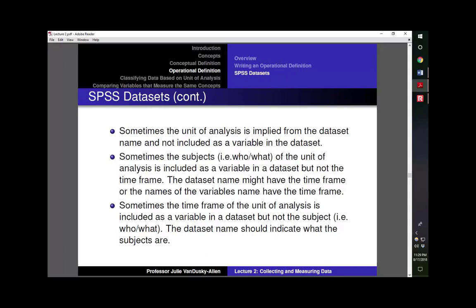The dataset name might have the time frame, or the names of the variables might have the time frame. Sometimes the time frame of the unit of analysis is included as a variable in the dataset, but not the subject, the who or what. The dataset name should indicate what the subjects are.